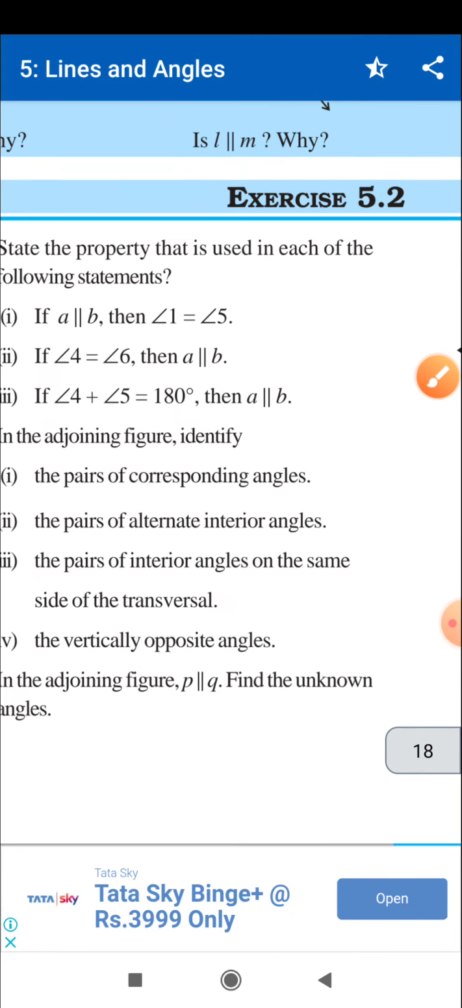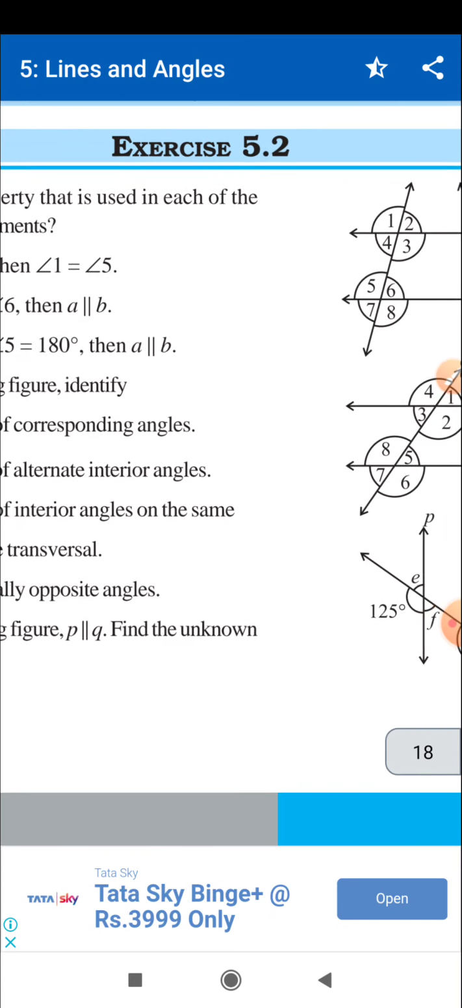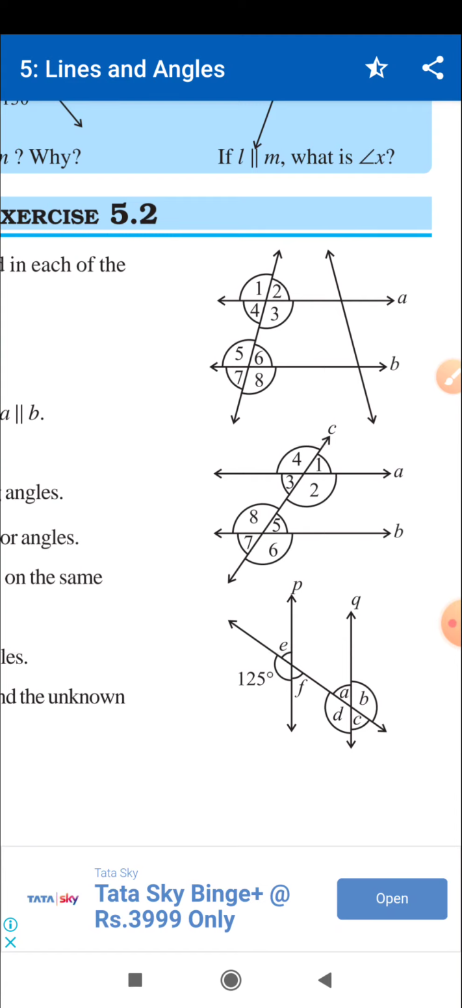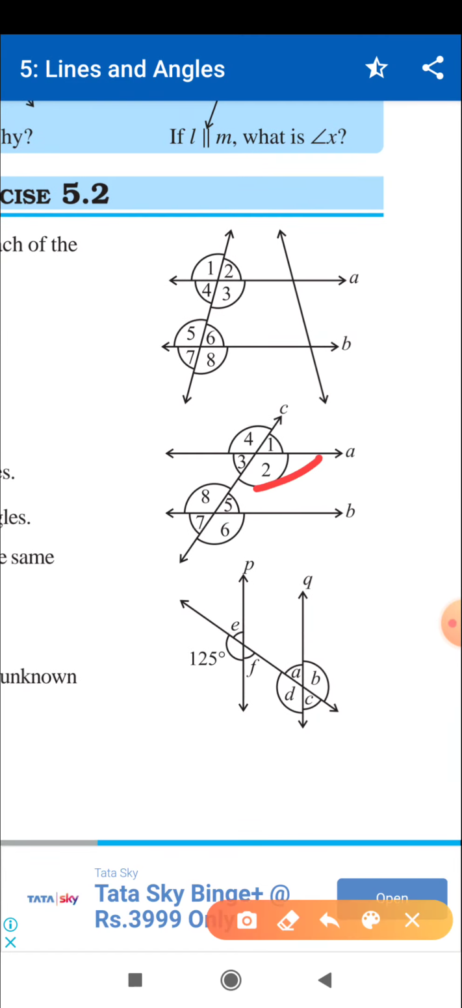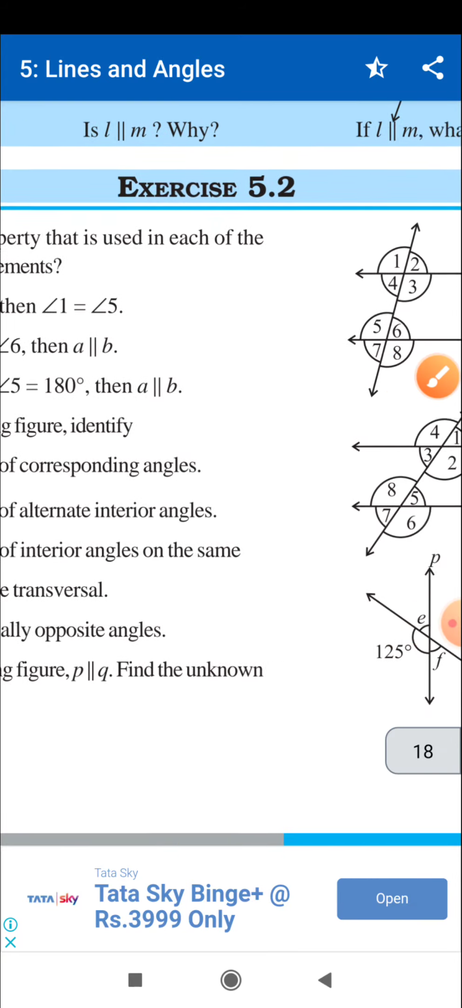In this part we have to find out the pair of interior angles that are on the same side of the transversal. So here angle 2 and angle 5 form the right side of the transversal line and they are interior angles, and angle 3 and angle 8 are formed on the left side of the transversal line and they are also interior angles. Now move to our next part, and the next part is the vertically opposite angles.